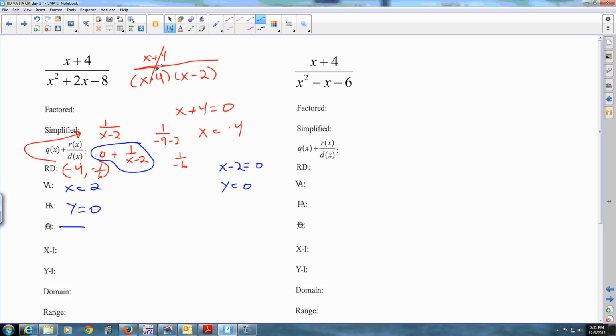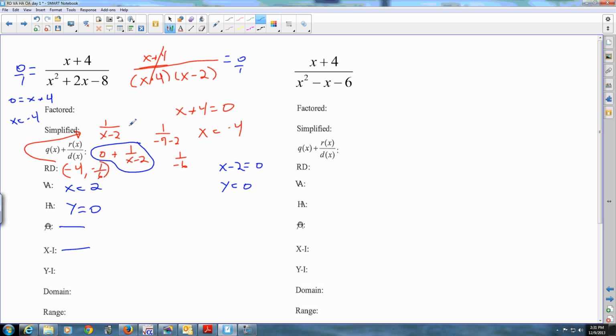X-intercept, you could set the original problem, be it this form or this one, set it equal to 0. Cross multiply. 0 equals x plus 4. Now, you need to be careful here. When you solve this, you get x equals negative 4. But look at the x value of your hole. You don't have an x-intercept.